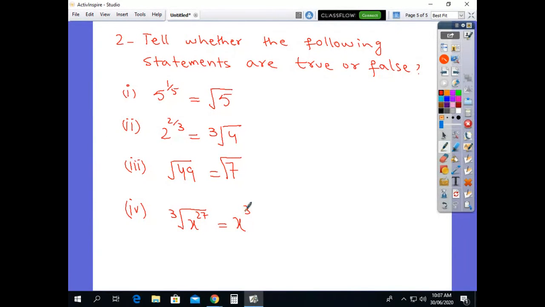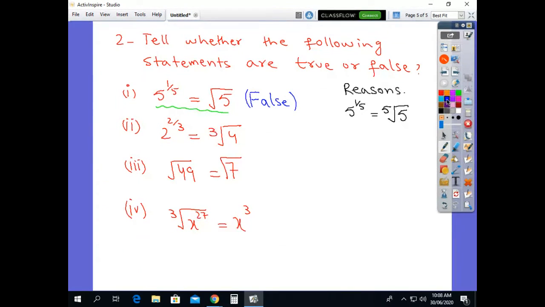The first expression is a false expression. Why? Here we write the reasons. The reason is 5 exponential form 1 by 5 can be written in radical form as the fifth root of 5. But we have here the fifth root of 5 is equal to square root of 5, which is a false statement. That's why we write here false.